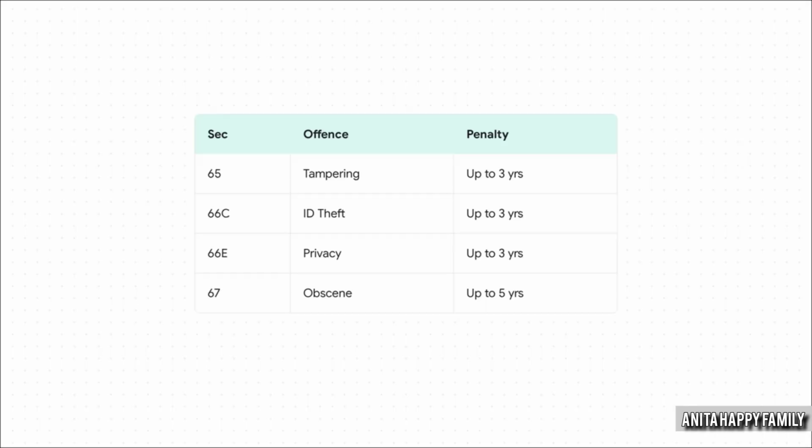And these frameworks, they give real teeth to digital enforcement. The real-world consequences outlined in the IT Act are intense. Section 65 targets tampering with source code with up to 3 years in jail. Section 66C hits identity theft with 3 years in jail. Section 66E addresses privacy violations with up to 3 years. And Section 67 penalizes publishing obscene material with up to 5 years behind bars. The law clearly treats these digital crimes with incredible seriousness.